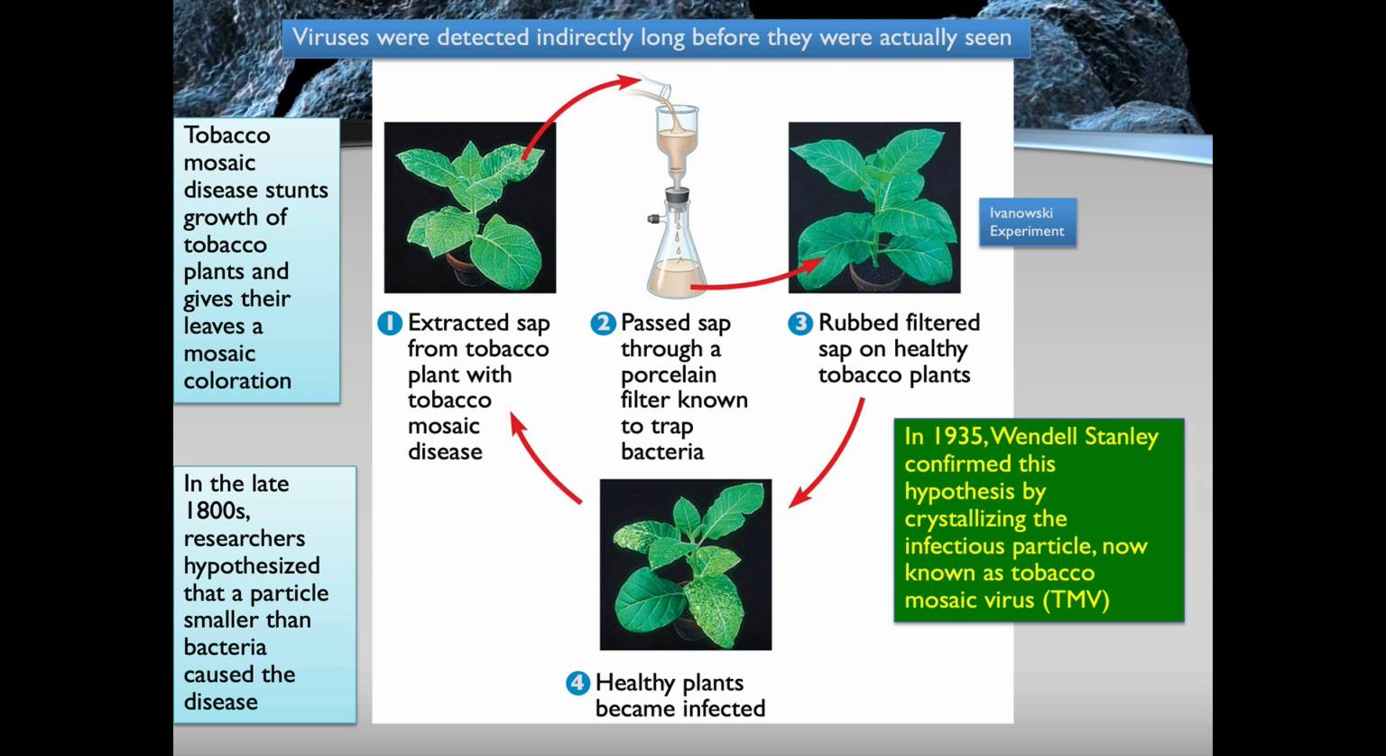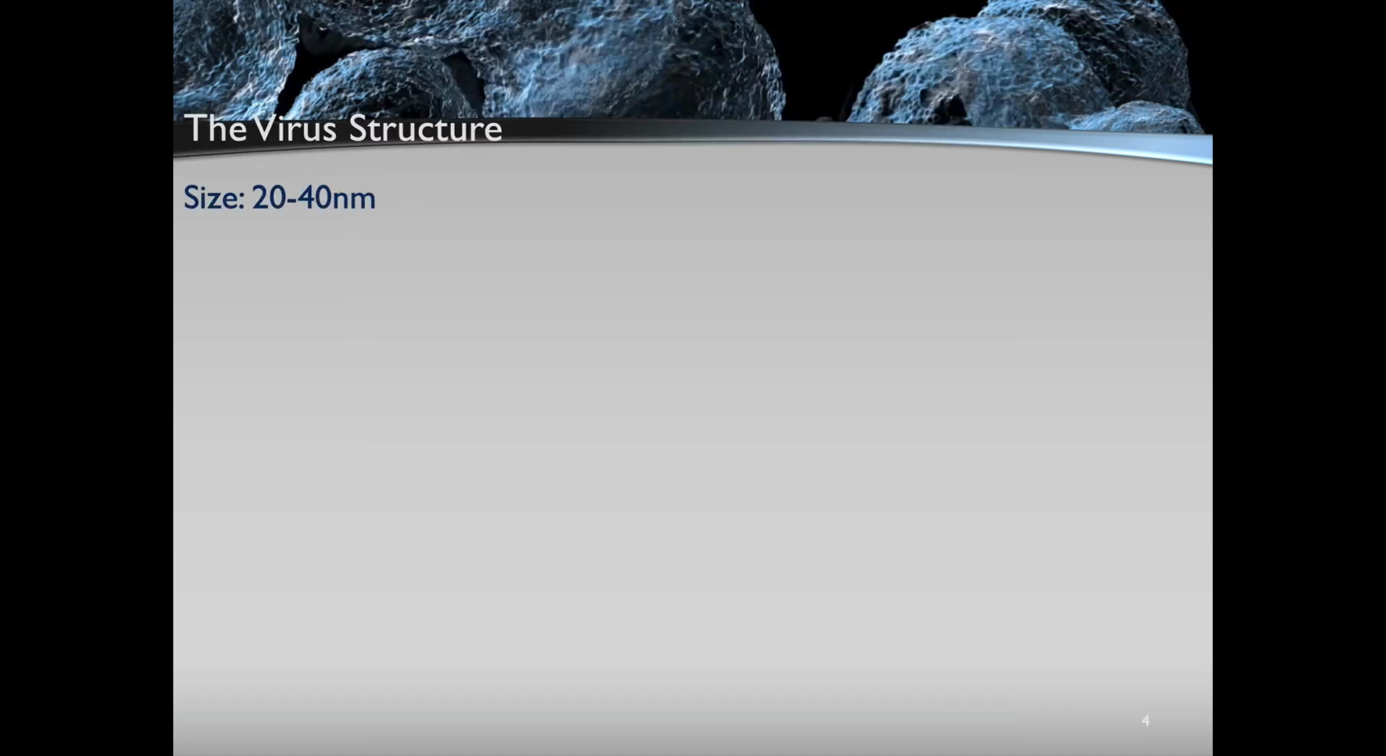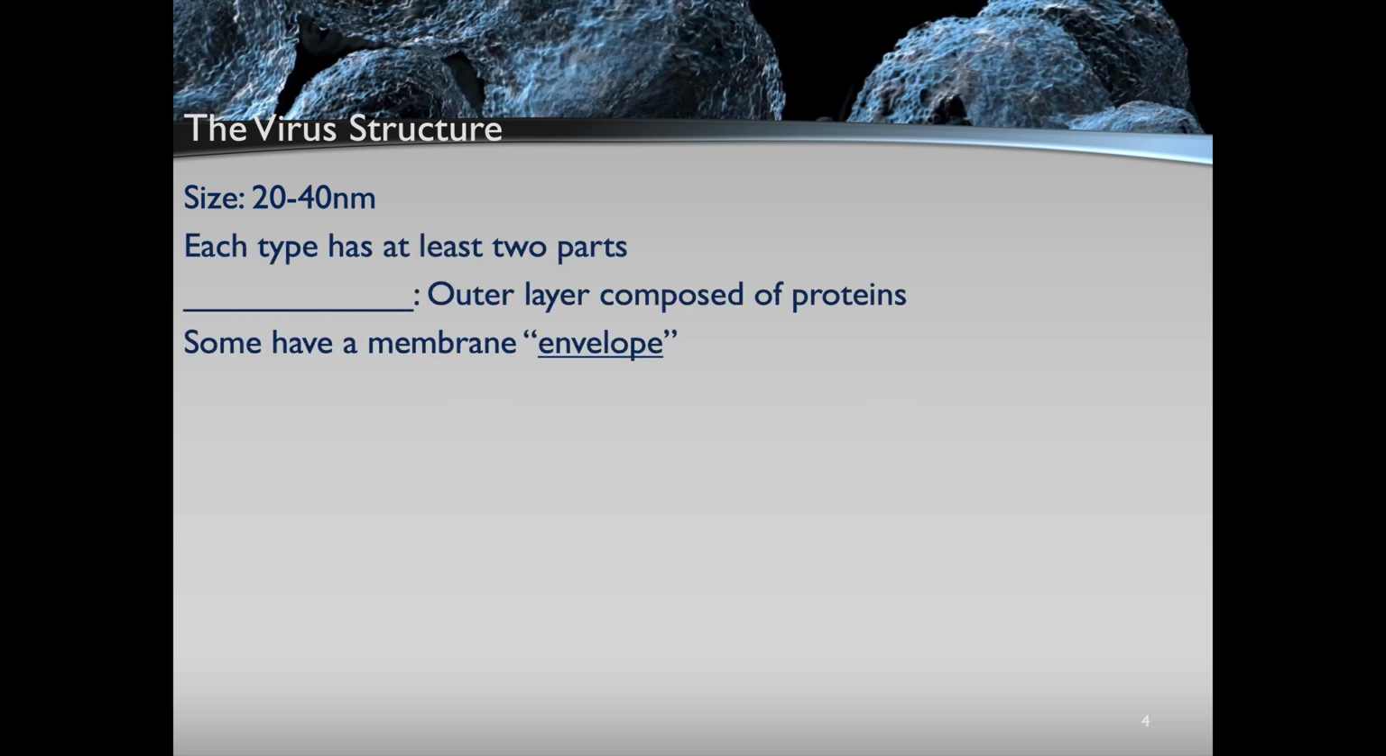In 1935, Wendell Stanley confirmed this hypothesis by crystallizing the infectious particle now known as tobacco mosaic virus, or TMV. When the electron microscope was invented, these infectious agents, these virus particles, could now be seen, as we could never see something so small before. The virus structure itself, as we said, is very small, 20 to 40 nanometers. So we're talking about 20 billionths of a meter, which is incredibly tiny.